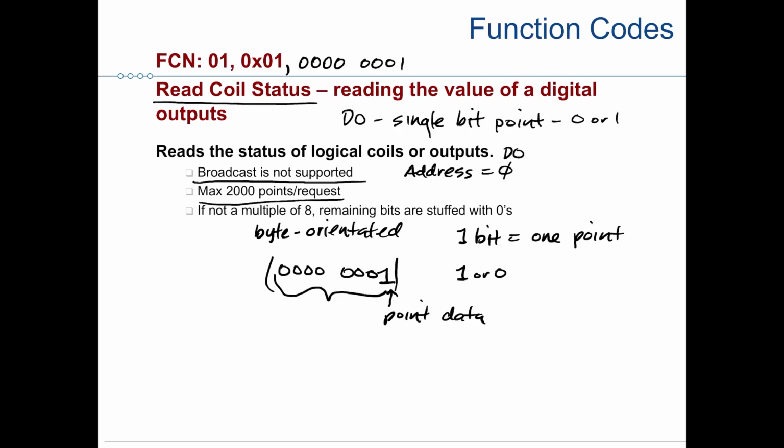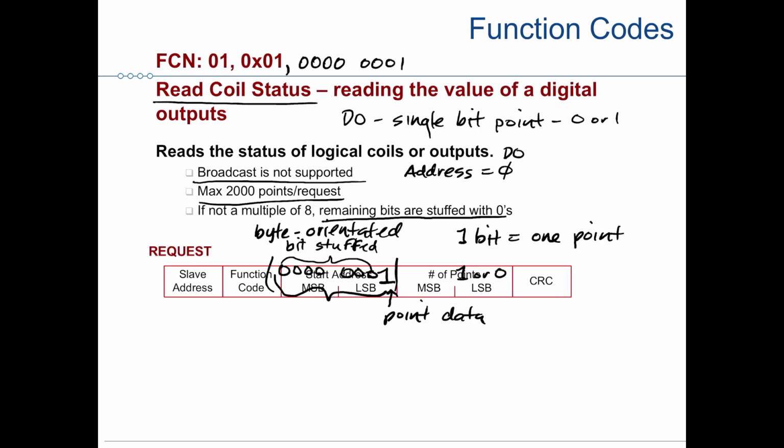It's byte orientated, as you can see essentially from using the Modbus handout sheet. All of those fields are organized by bytes. They're either 1 or 2 bytes or more in size, but they're never just a few bits. So the rest of this is what's called bit stuffed or bit padded. If not a multiple of 8, the remaining bits are bit stuffed with zeros or bit padded with zeros.